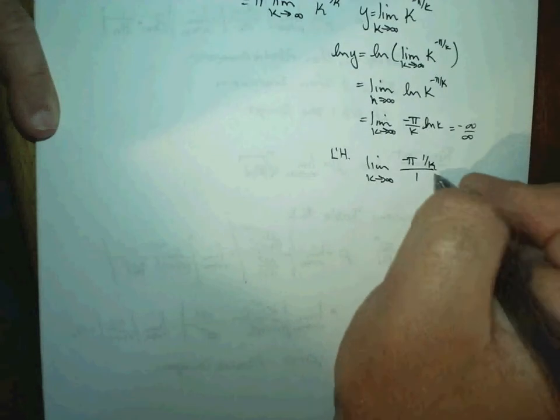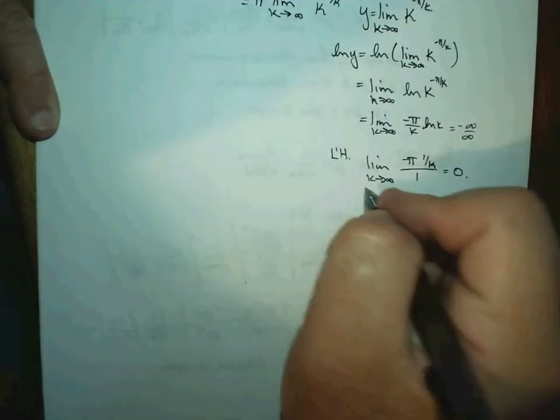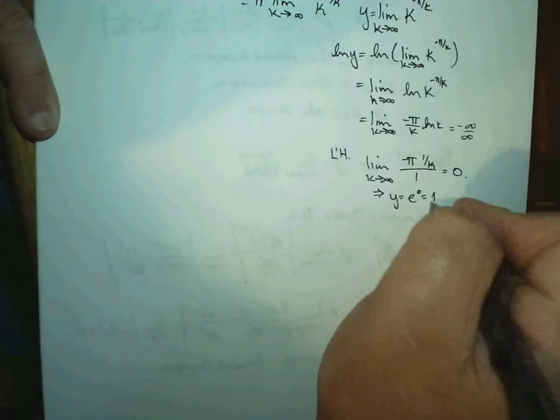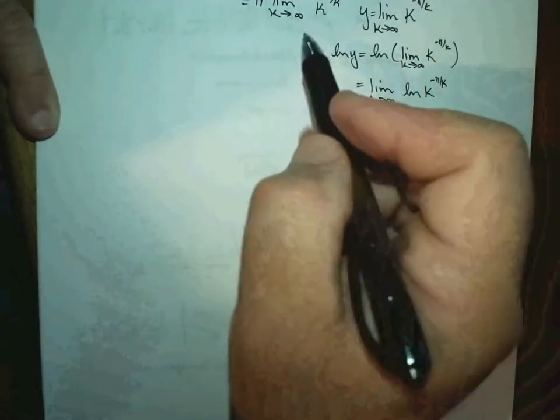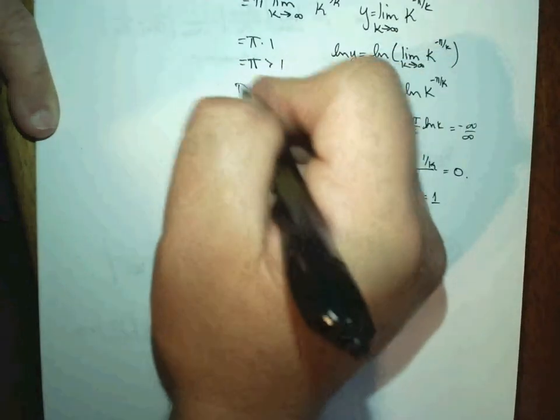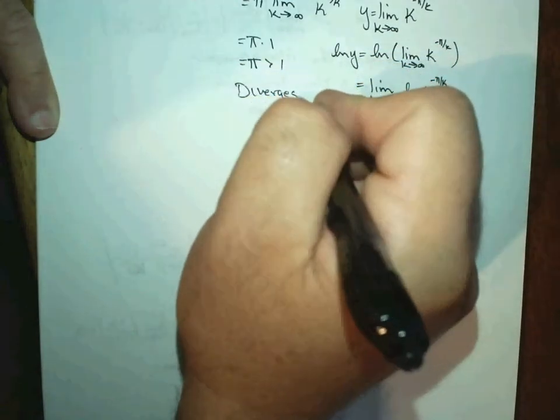So the derivative of the top, well, there's the negative pi times the derivative of natural log of k, which is 1 over k. The derivative of k is 1. As k goes to infinity, this becomes 0. So y is e to the 0, which is 1. The limit here is 1. So over here, this is pi times 1 equals pi, which is bigger than 1. Therefore, this diverges.